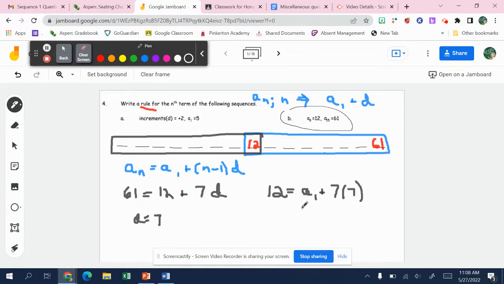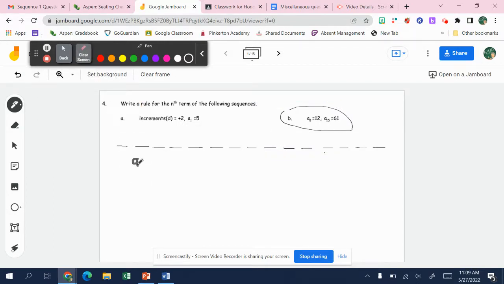So now I'm going to say 7 times 7 is 49. 12 minus 49 is going to give me a negative 37. So I know A1 is negative 37. All right, so now I know my D and my A1. So now I can kind of circle back. Let me just erase this. I know A1 is negative 37, and I know D is 7.